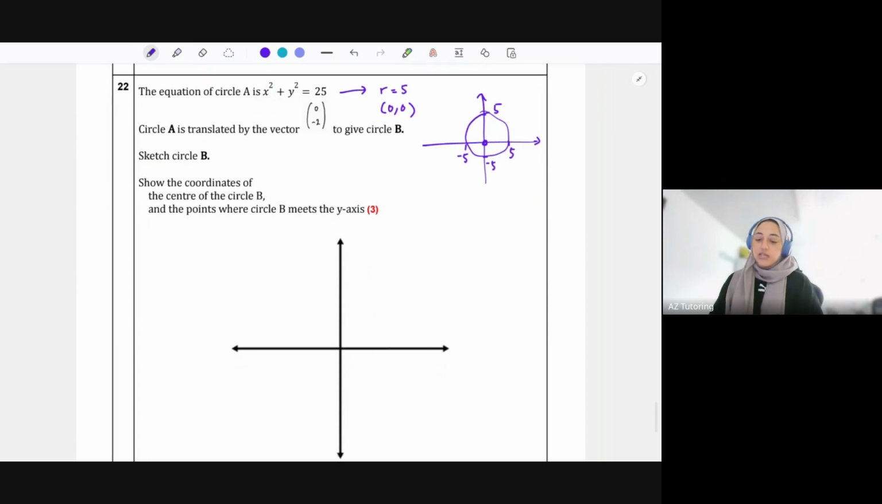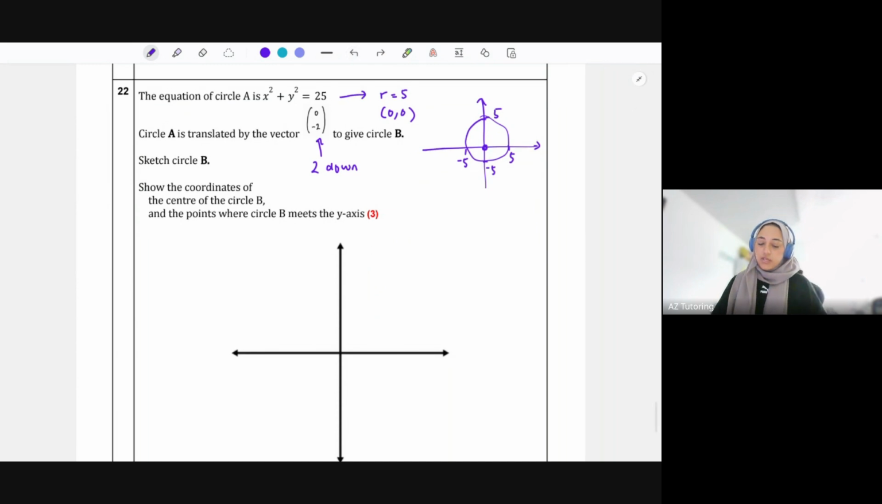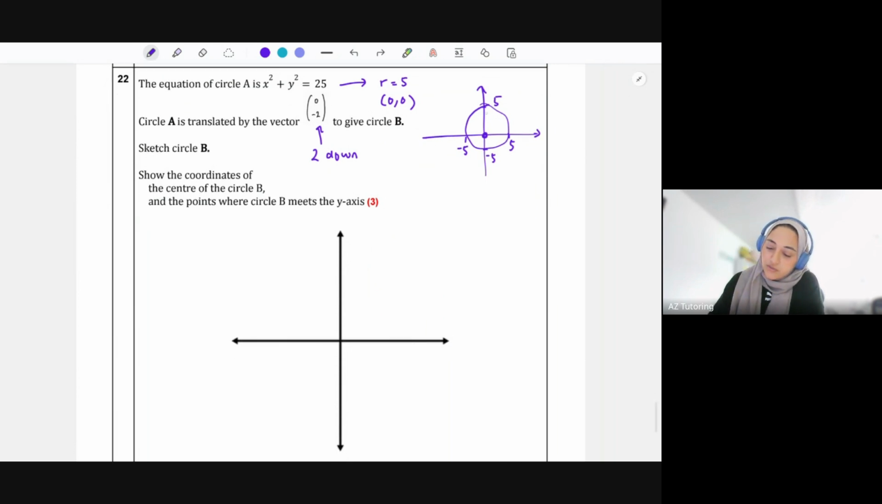It says circle A is translated by the vector 0, minus 2. What does this do? It's moving it 2 down. So it's not moving in the x direction. It's just moving this circle A fully down to give circle B. Sketch circle B and show the coordinates of the center and where it meets the y-axis. Okay, so we're shifting this whole circle down. So the minus 5 and 5 in the x direction won't matter. So it'll still be there. If I'm shifting downwards, this 5 here has now become 3. I'm just going to draw this on. So that's now become 3 because it shifted 2 down.